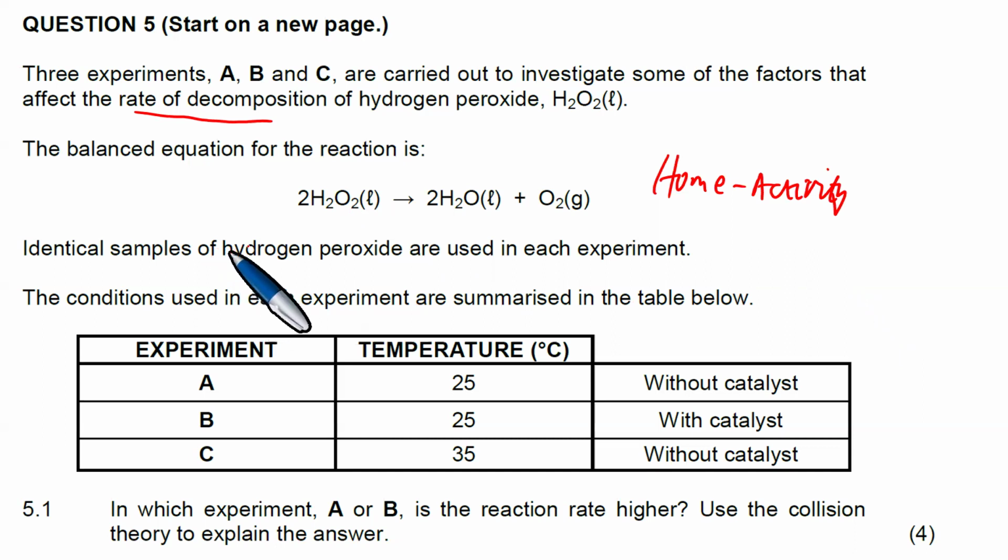Okay, identical samples of hydrogen peroxide are used in each experiment, and we can see that it is a decomposition reaction because the hydrogen peroxide, H2O2, breaks down to water and oxygen. The conditions used in each experiment are summarized in the table below. Experiment A, B, C: temperature 25, 25, 35; without a catalyst, with a catalyst, and without a catalyst. In which experiment, A or B, is the reaction rate higher? Use collision theory to explain your answer for 4 marks.